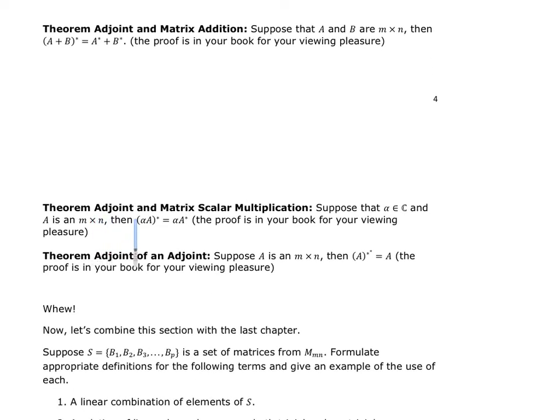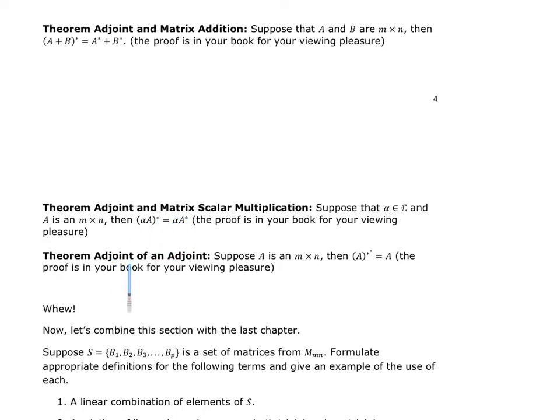What we also get is the adjoint of matrix scalar multiplication. As before, I can multiply my scalar times my matrix A and then find the adjoint, or I can take the adjoint of A and multiply it by the scalar.